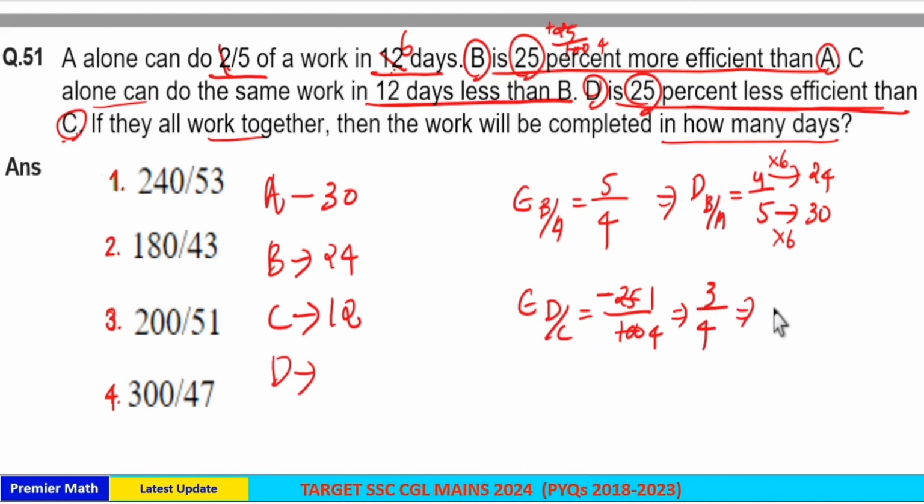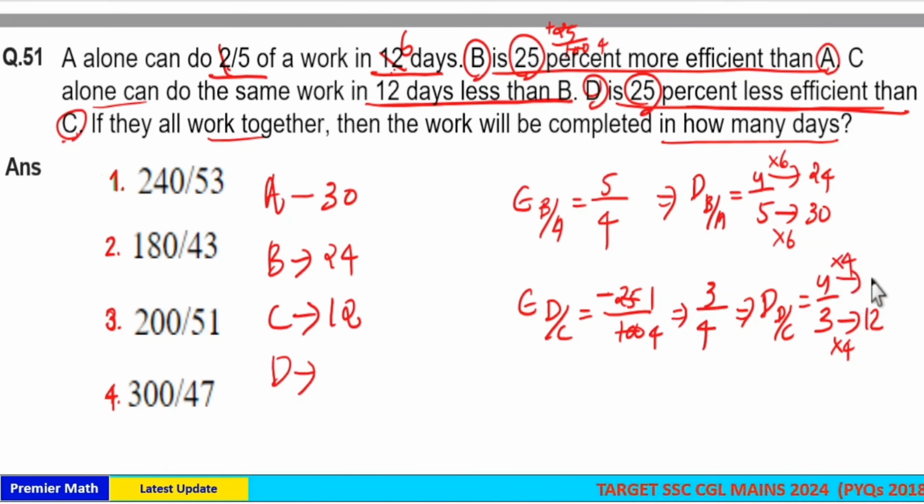Now we need the days ratio of D and C, which is equal to the reverse of 3 by 4, that is 4 by 3. Now here C can complete the work in 12 days, which means 3 part is equal to 12. 3 into 4 is 12. So 4 into 4 is 16. That is, D can complete the work in 16 days.